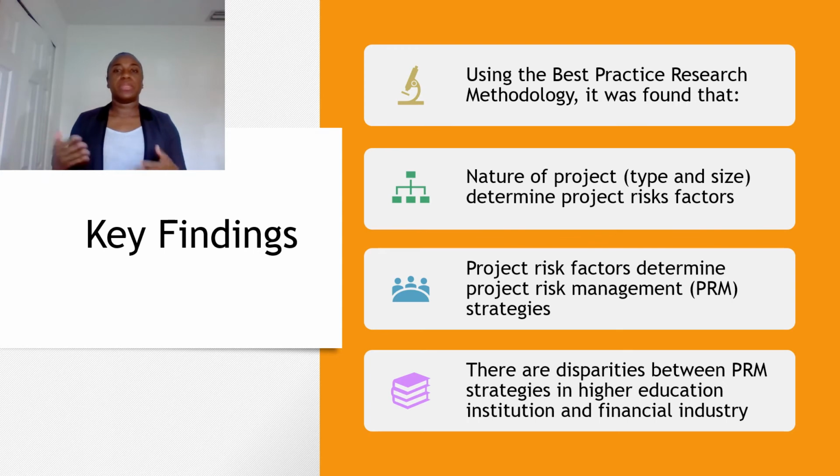Based on the nature of this research paper, as the researcher, it was believed that the best practice methodology was best suited in this context, as it allows for existing data to be compared against existing practices. Based on the data collected, it was found that the nature of project, which is based on type and size, determined the project risk factors. The project risk factors then determine the project risk management strategies that are utilized. Based on the project itself, there are disparities between the strategies used in higher education and financial institutions because the nature of projects between the 2 industries differs significantly.